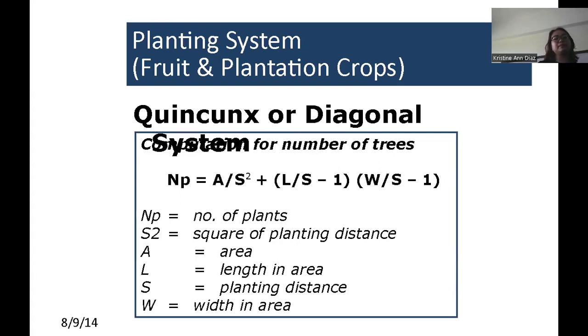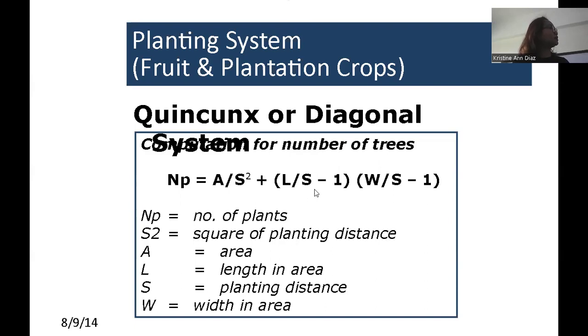So to compute naman the number of plants, the same lang siya, no? Area over square planting distance, but na siya ay length in area over planting distance minus 1 times width in area over planting distance minus 1. So the same lang siya. Pilag ito ganina, 81, no? And then, i-minus lang nato ang length. Ang length nato is 9 meter.